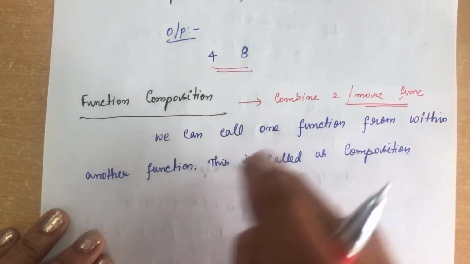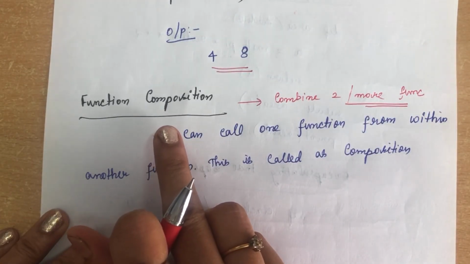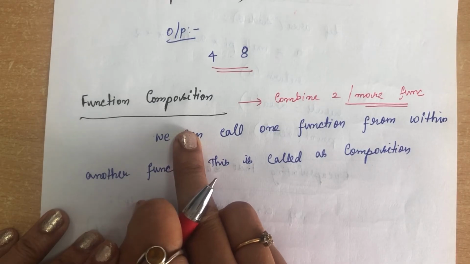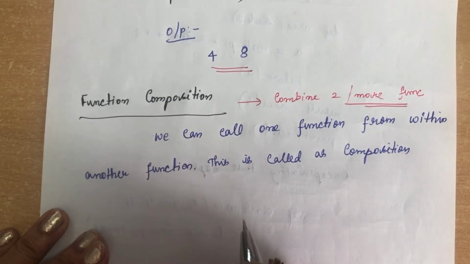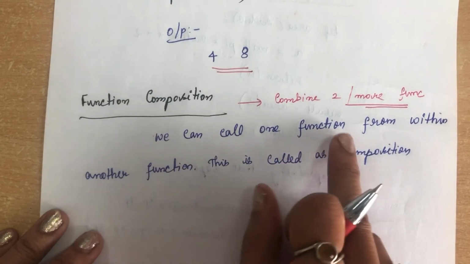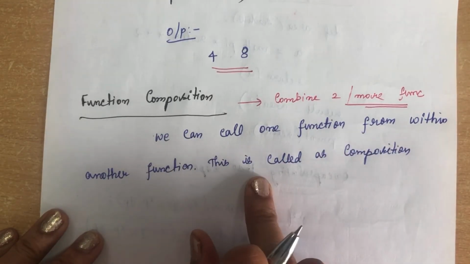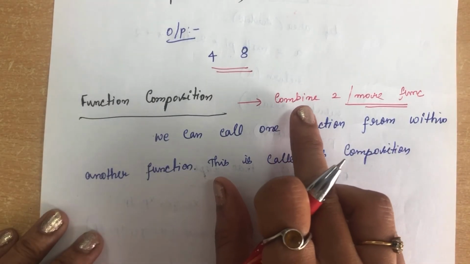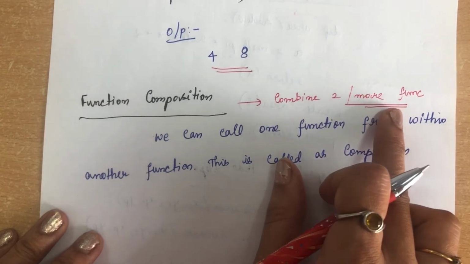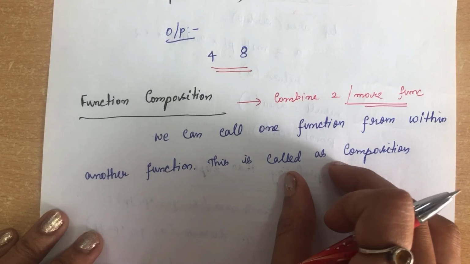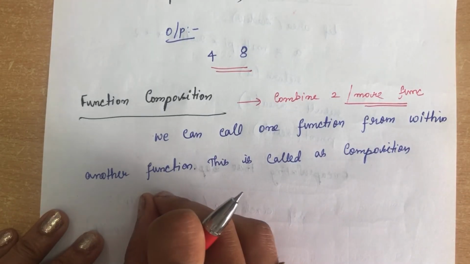Here you are going to execute this function composition in such a way that the output of one function becomes the input of the second function. That is called function composition. So we can call one function from within another function. This is called function composition. You can also say it is combining two or more functions, or that the output of one function will become the input of the second function.